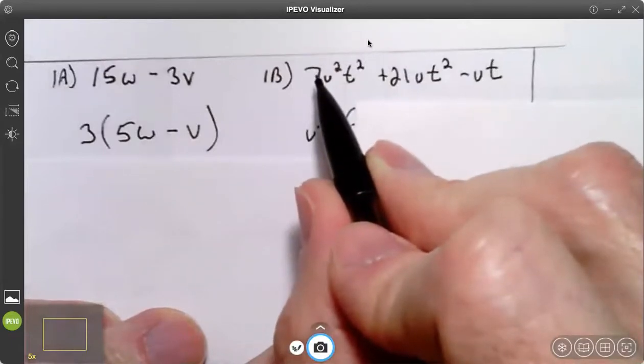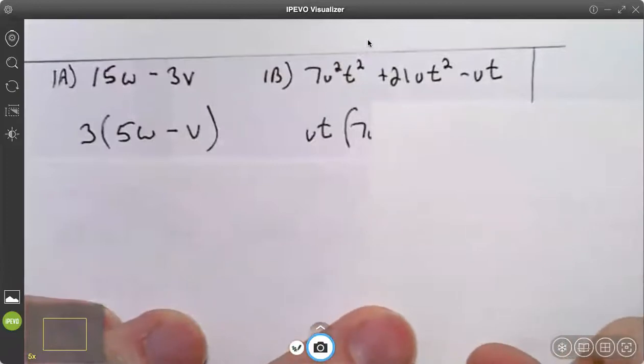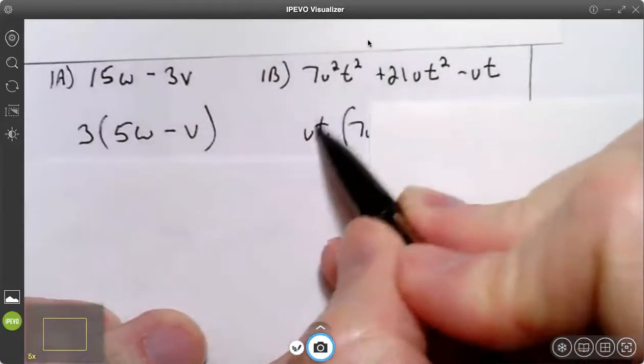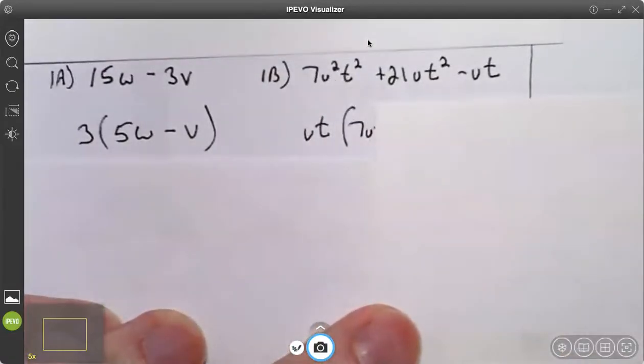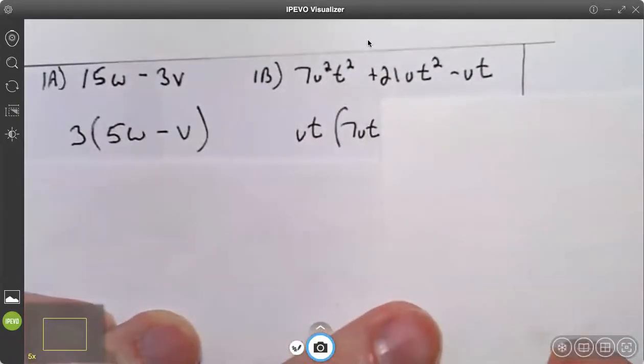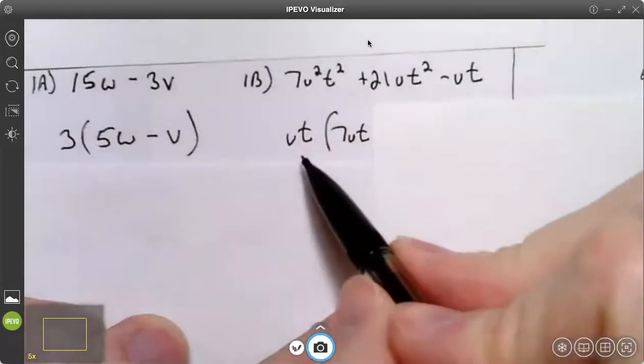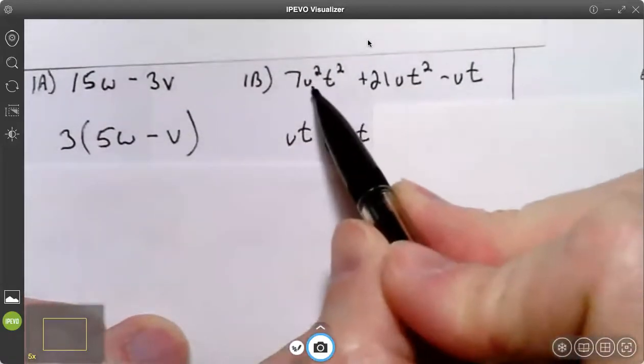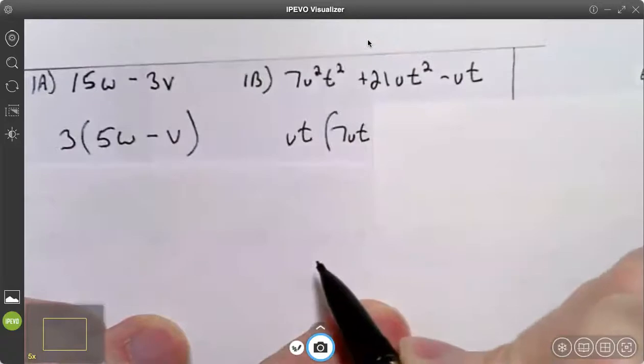That's going to leave me with this 7. I factored 1 of those 2 u's out. 1 is still there. I factored 1 of those 2 t's out. 1 is still there. And now we can go backwards. ut times 7ut would be 7u squared t squared.